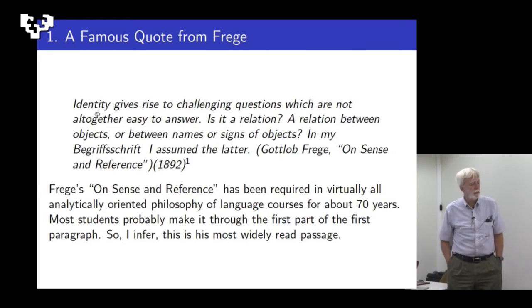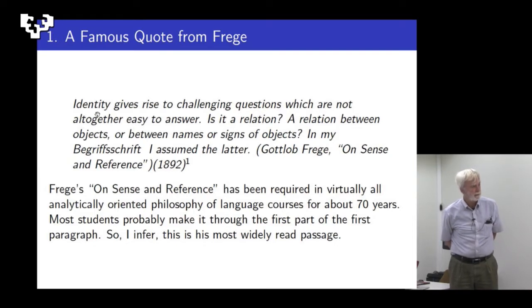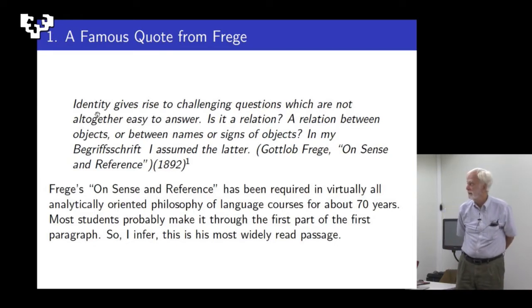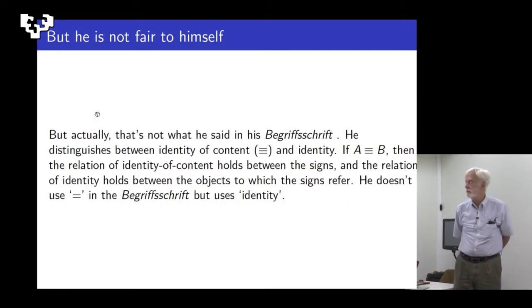I think this must be the most read passage by Frege, because this essay has been assigned in virtually every philosophy of language class since about 1950, and most students at least read the first two sentences of their assignments, right? But it's got three sentences. 1, 2, no, 3, 4. Yeah, the fourth sentence is clearly false, which is kind of amazing. That's not what he said in the Begriffsschrift.